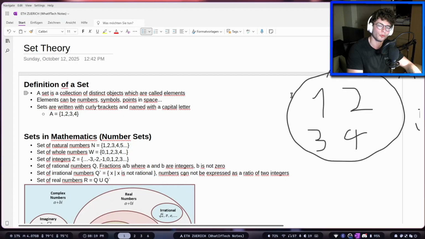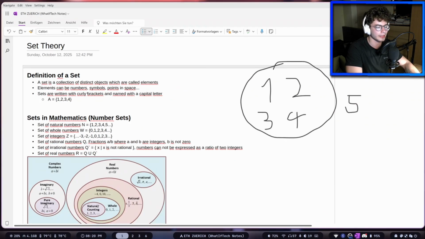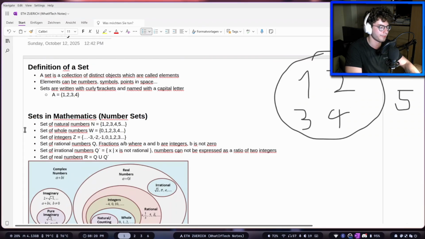Now let's start off with the topic of this video: set theory. What is the textbook definition of a set? A set is a collection of distinct objects which are called elements. Elements can be numbers, symbols, points in space, etc. Sets are written with curly brackets and named with a capital letter. So the set A has the elements 1 through 4. Visually described, set A has the elements 1 through 4 and 5 is not in the set.